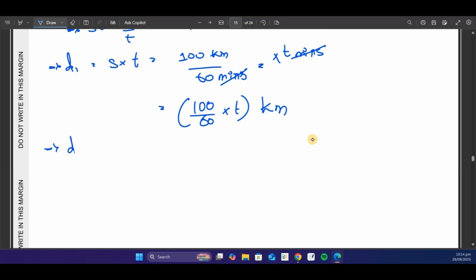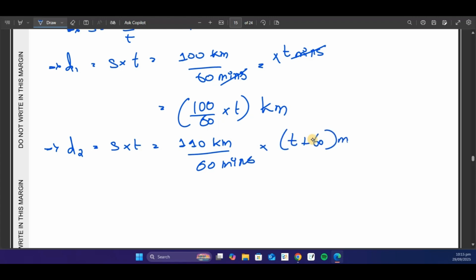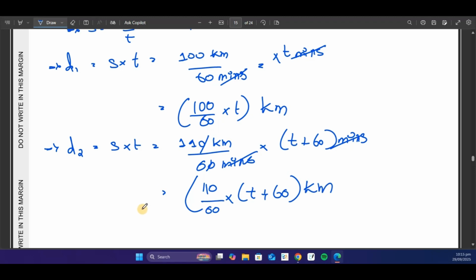The second distance similarly would be d2, which would be s into t, is equal to 110 kilometers over 60 minutes into, this time, t plus 60 minutes. All right, and that should give us, if I'm not wrong, that should give us minutes. So that should end up giving 110 over 60 into t plus 60 kilometers. All right, so we've got both of the values for a kilometer.